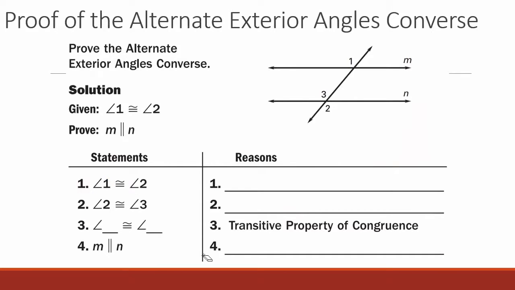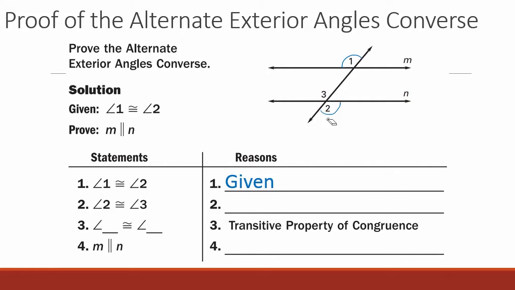Example 1. Prove the alternate exterior angles converse. We are given that angle 1 is congruent to angle 2. We need to prove that line M is parallel to line N. We always start with what we are given, and we are given that angle 1 is congruent to angle 2.